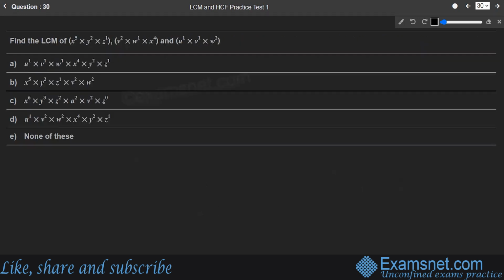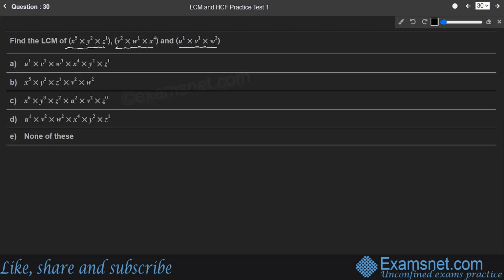Okay. Now, what says the next question? Find the LCM of x to the power 5, y square, z1, v square, w1, x4, and u into v into w square. We have to find out the LCM of these. In these types of situations, what we can do is, we are supposed to find out the highest power of all the variables that are associated and just keep on writing them one by one.